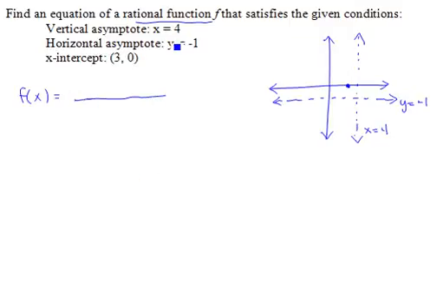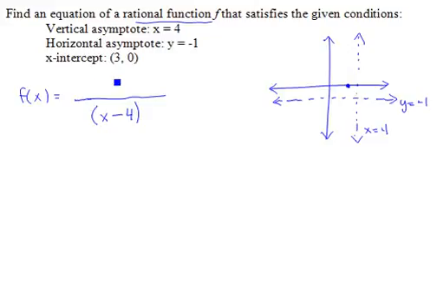A vertical asymptote of x equals 4 will be indicated by a denominator that is equal to 0 when x is 4. So x minus 4 is a factor that must appear in the denominator to give us this vertical asymptote. A vertical asymptote occurs if the 0 is in the denominator but not also in the numerator. If it had also been in the numerator, that would produce a hole, a single hole in the graph, but not an entire vertical asymptote.